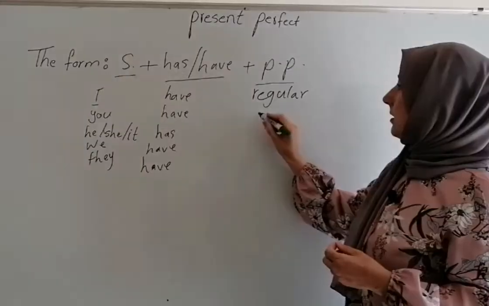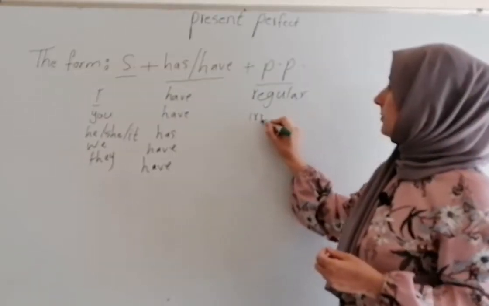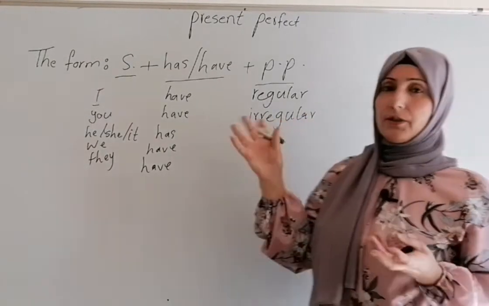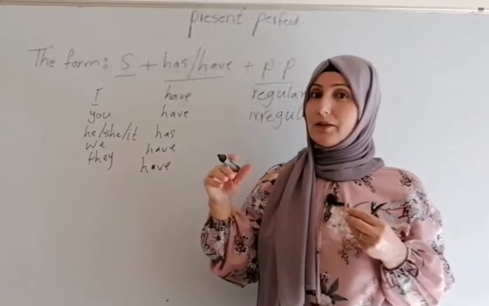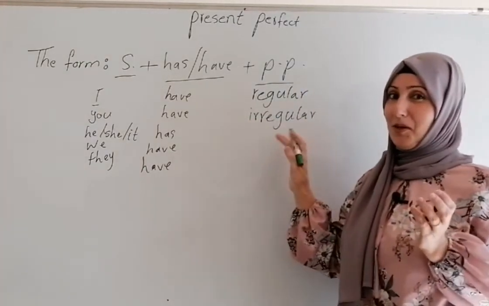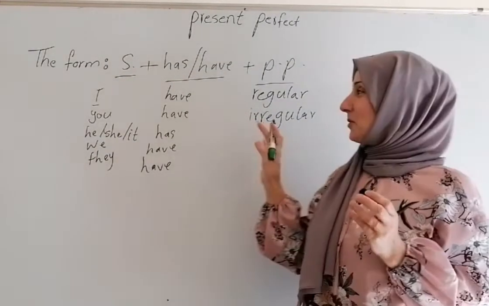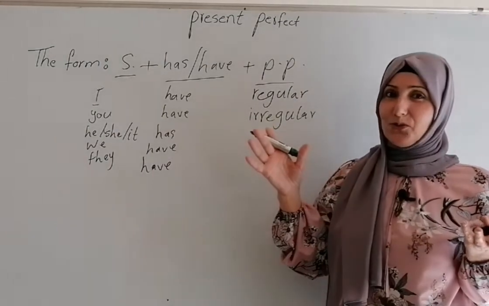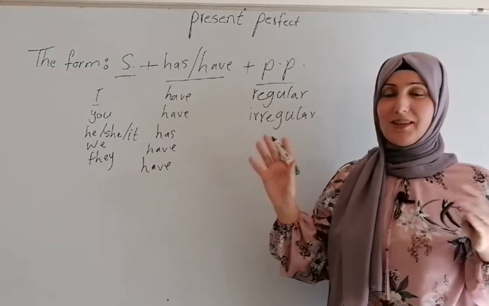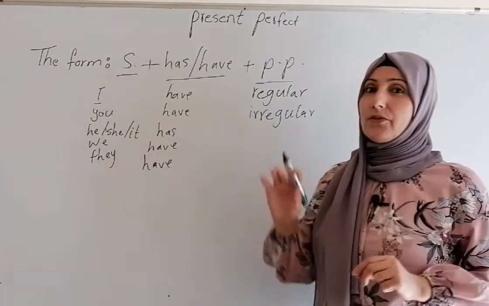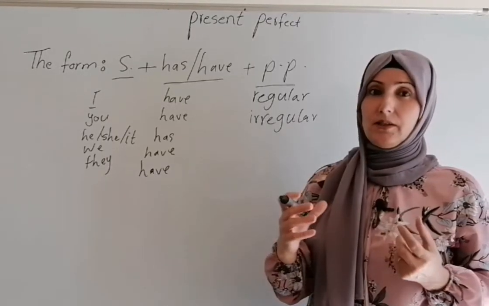Okay, and we have irregular verbs. These are called nasty verbs because there's no rules for them. You just have to memorize them. Okay, you can start with the verbs that you use a lot in your daily life.